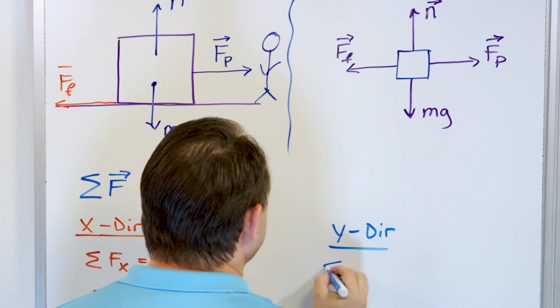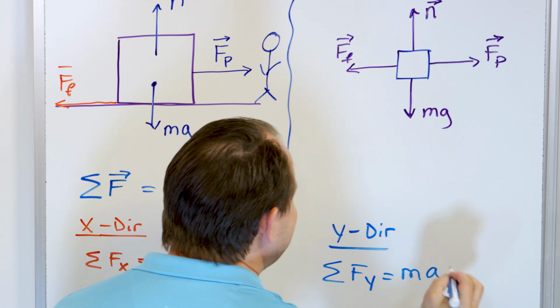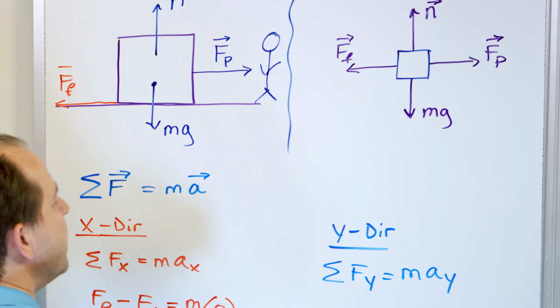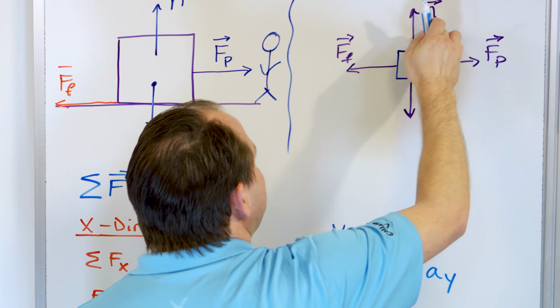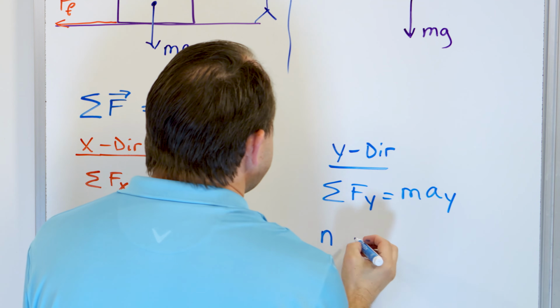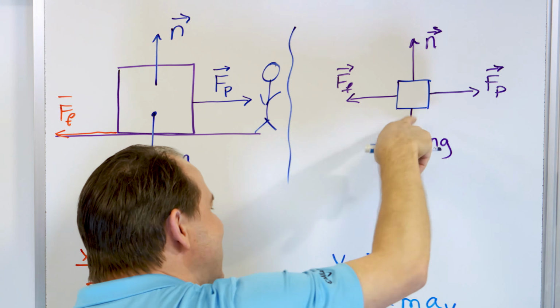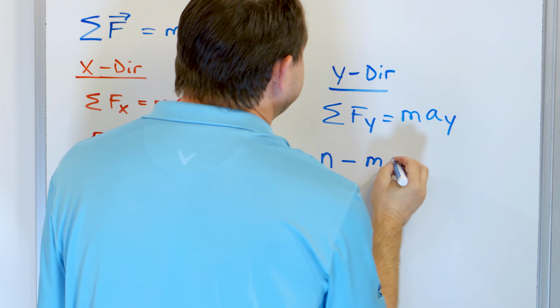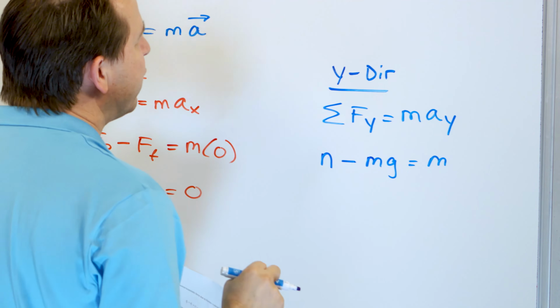And we're going to do the same thing. We're going to say the sum of the forces in the y direction is the mass times the acceleration that exists in the y direction. But what are the forces in the y direction? Well, we consider positive y to be up, so we have a normal force. And then downward, we have mass times gravity. That's going to be opposite, which means it's negative, and so it's going to be like subtracting mass times gravity is equal to the mass of the object times the acceleration in the y direction.